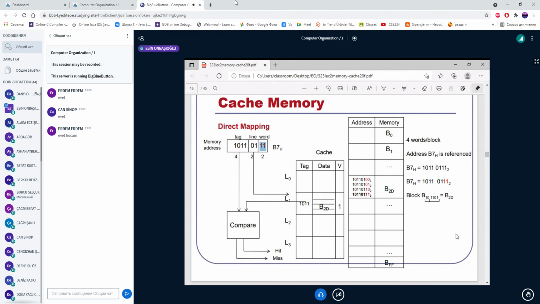So this is a simple method because each block has a single line to be mapped. Therefore, the comparison circuit is not too complex because we know which line the block can exist in. Therefore, we compare only the tag of that line with the tag in the address.